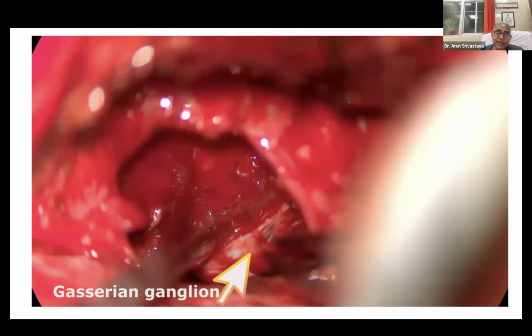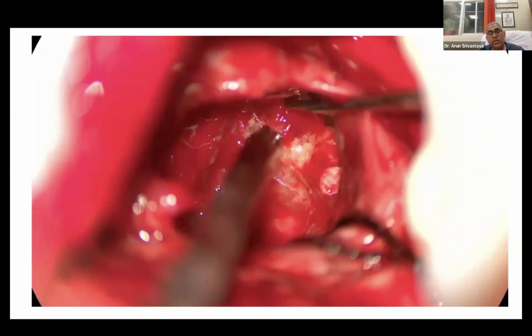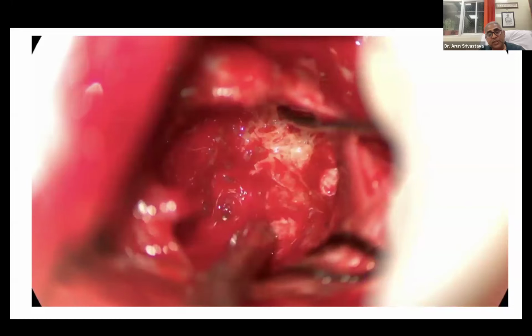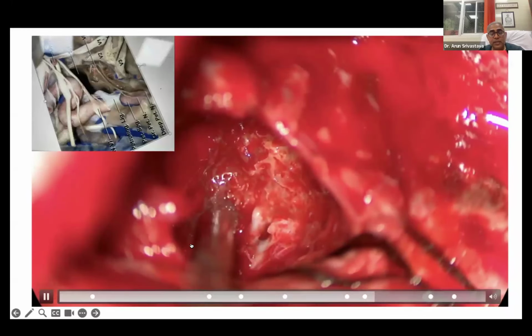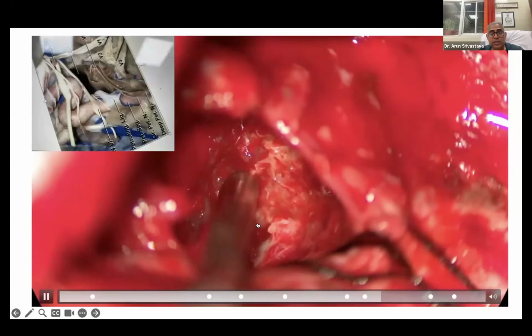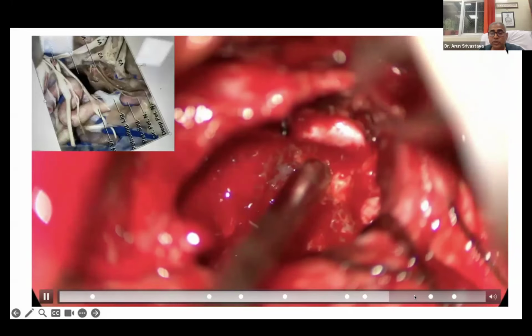Now you see the Gasserian ganglion. And now you see the beautiful complete petrous harboring the tumor, just like this rodent's anatomy. You can compare these structures with your surgical anatomy. So this is possible through the transpetrous approach as well.